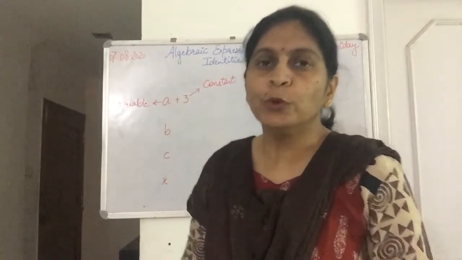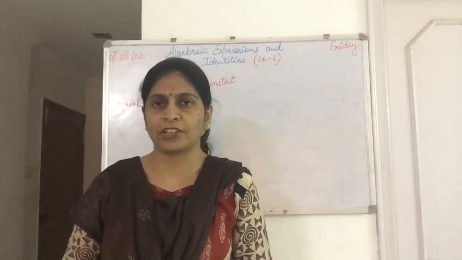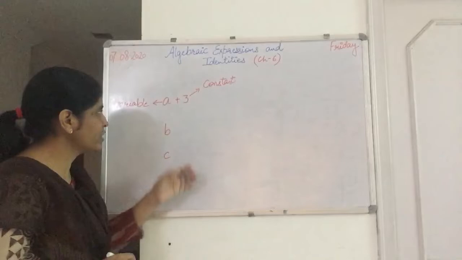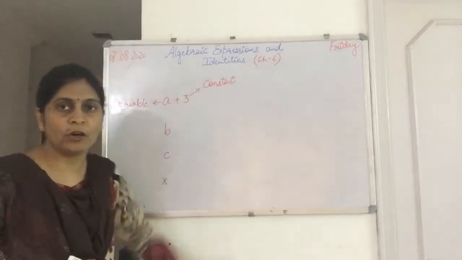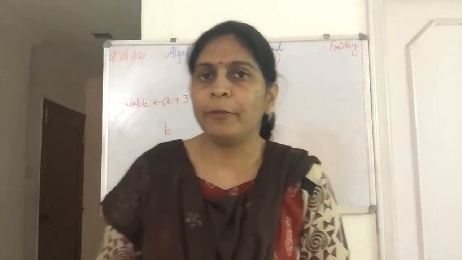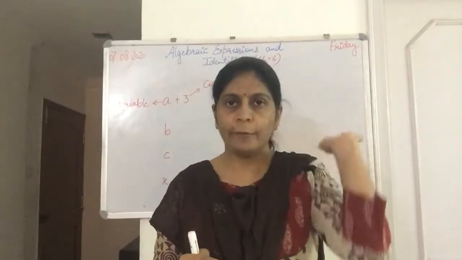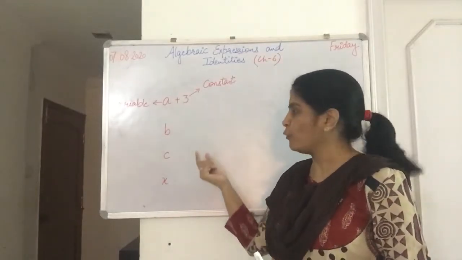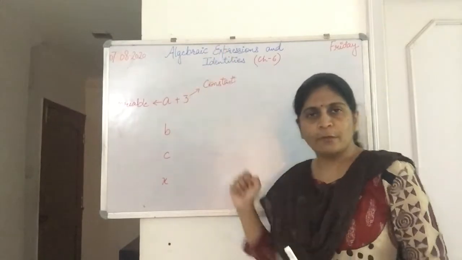Now, what are the basic 4 operations? Addition, subtraction, multiplication and division. When we use any of the basic 4 operations to create a relationship between variable and constant, it is called an algebraic expression. I repeat, what are algebraic expressions? When variable and constant are connected with any of the basic 4 operations, it is called an algebraic expression.